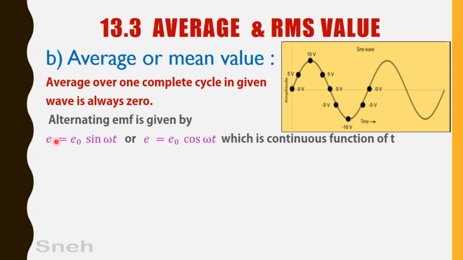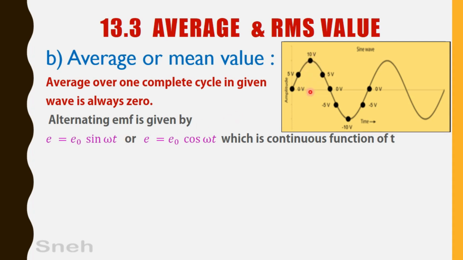Now if I say that it is E is equal to E0 sin omega t और E is equal to E0 cos omega t, मुझे एक बात यहाँ दिखाई देती है कि E किस पे डिपेंड करता है? t पे डिपेंड करता है. E कैसे चेंज होता है? जैसे जैसे t चेंज होता जाएगा, E चेंज होता जाएगा. What is E0? E0 is the maximum value.